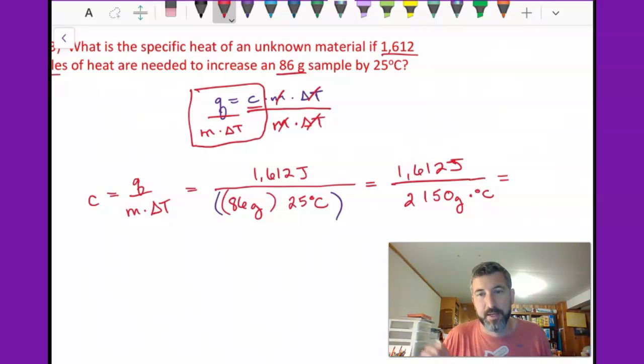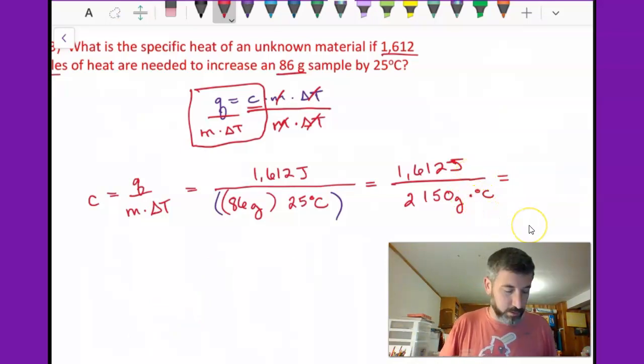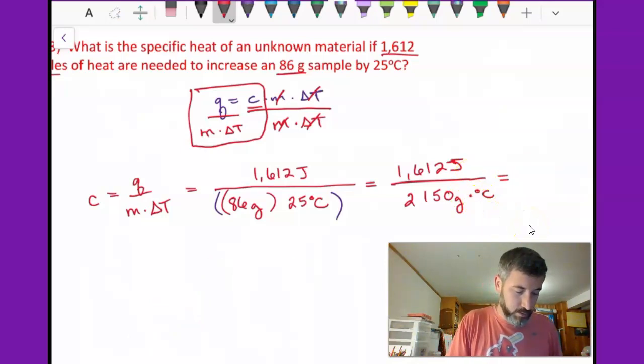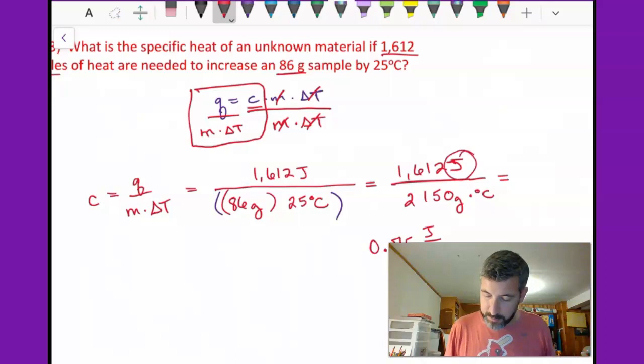I have joules on top, I have grams times degrees Celsius on the bottom. So now I'm just going to divide 1,612 by 2,150. And I get 0.7497. I'm just going to call that 0.75, and then I'm going to keep my units that were all present here that did not cancel.